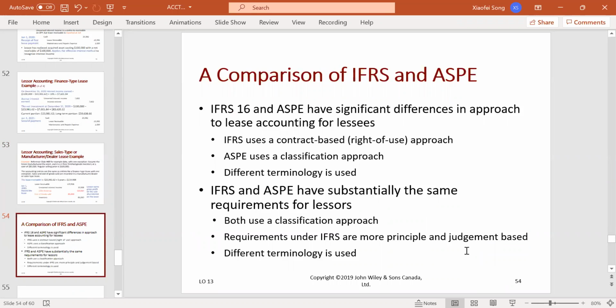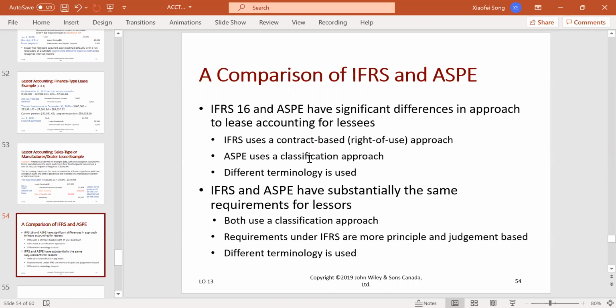So this is a summary, another way to show my little chart. It says, IFRS 16 and US GAAP have significant differences in approach to lease accounting for lessees. Yes, more difference than for lessors, right? For lessees, because IFRS uses a contract-based approach, recognizing right-of-use assets for almost all leases, and US GAAP uses a classification approach. In fact, under US GAAP, usually 80-90% of leases are not capitalized. That is the empirical evidence, okay?